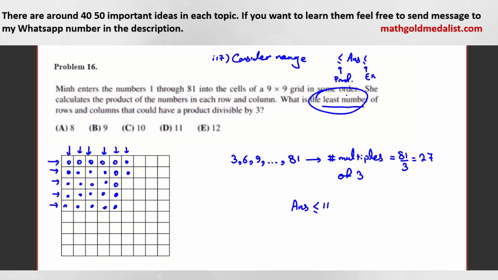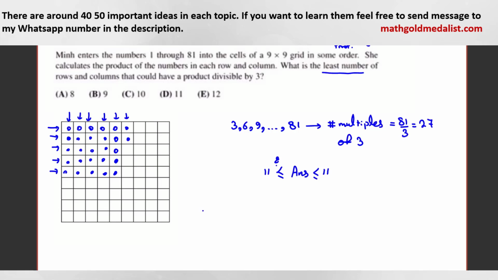The problem says least number of this, minimum number of this. So the answer is 11, or we can have a better example. Now I want to prove this part, that the answer is also at least 11. Let me tell you how we can prove this.